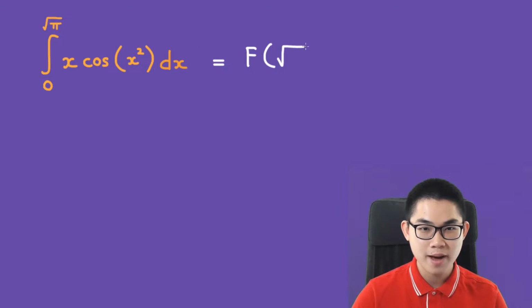The integral from 0 to the square root of pi of x times cosine of x squared dx. So this is equal to f at the square root of pi minus f at 0.